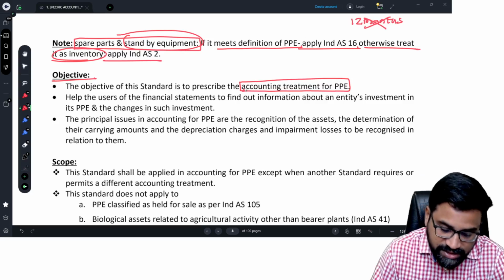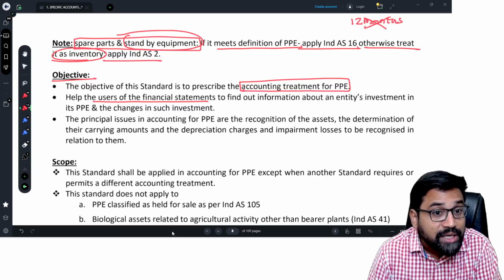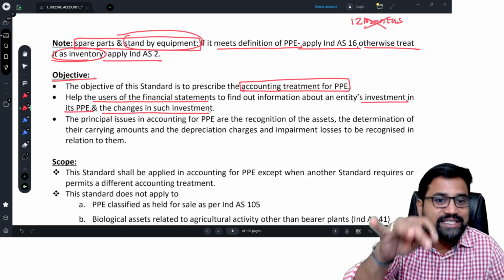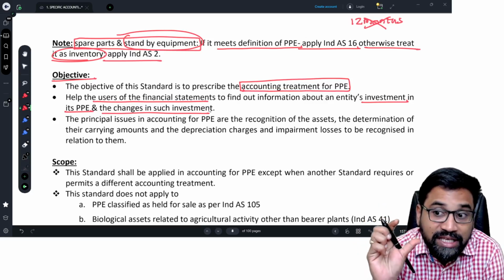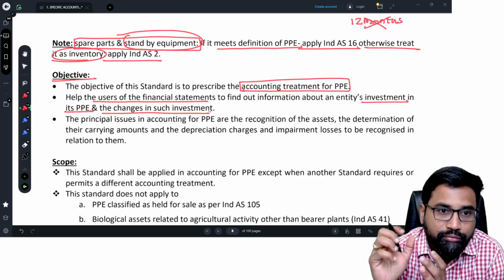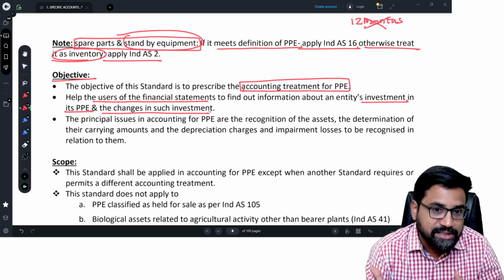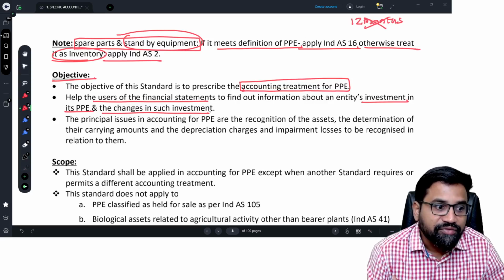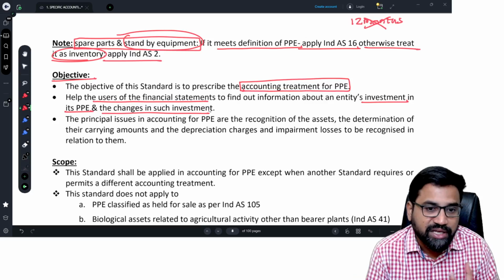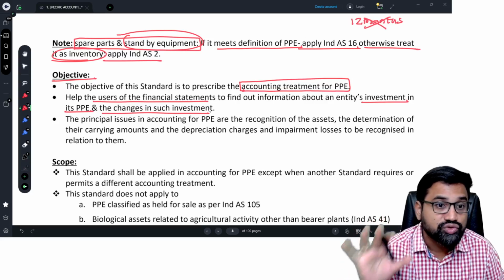And the second thing is, it helps the users of financial statements to find out information about entities' investment in PPE and the changes in such investment. I told you, assets are an integral part of the organization's balance sheet. One of the key parameters talks about how financially strong the company is. So we will see what is the asset base of the company. If the assets are solid, then we say this is a good company. Its financial base is strong.